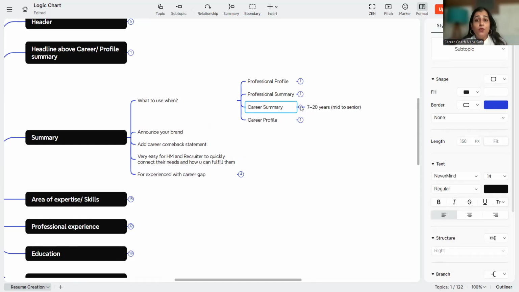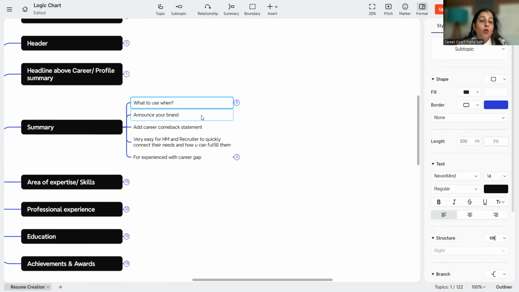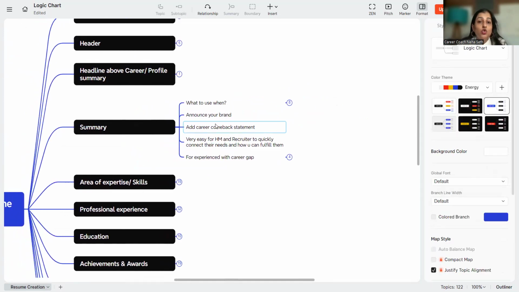And if you are somebody who's having 7 to 20 years of career or experience, then you should be using career summary. And if you are applying for India or outside India roles, then you should be using the career profile. And if you are from 5 to 15 years of experience, then career profile is the apt term which should be used.